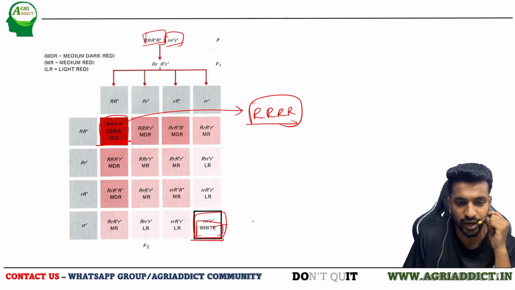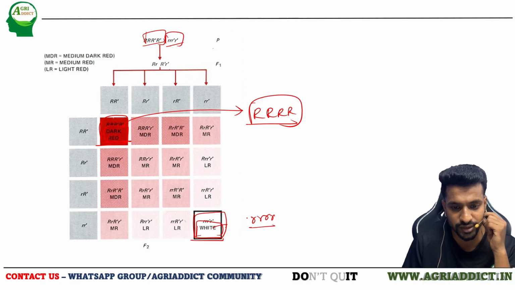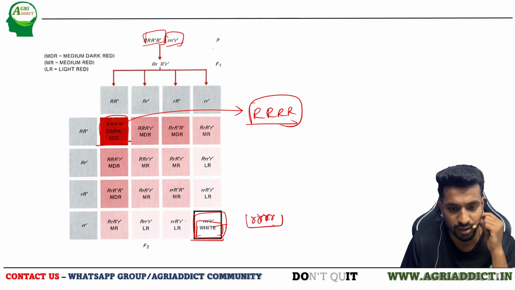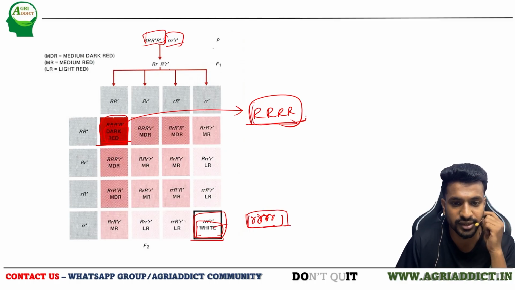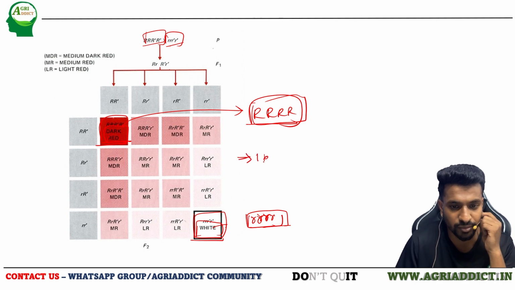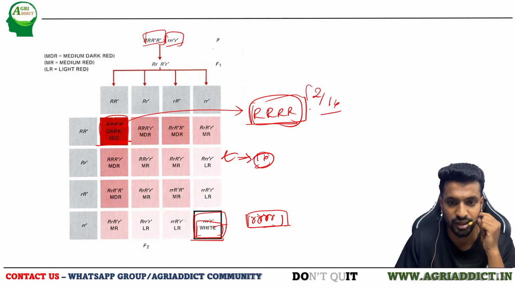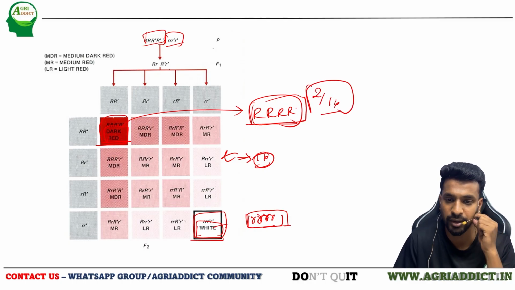And how are we getting white? It is with the small r, four times. This is how we are getting a white. That means it is completely homozygous recessive, and the other one is completely homozygous dominant. Out of these 16 different combinations in a dihybrid cross, we are getting only two, that is 2 by 16, that would be similar to that of the parents.